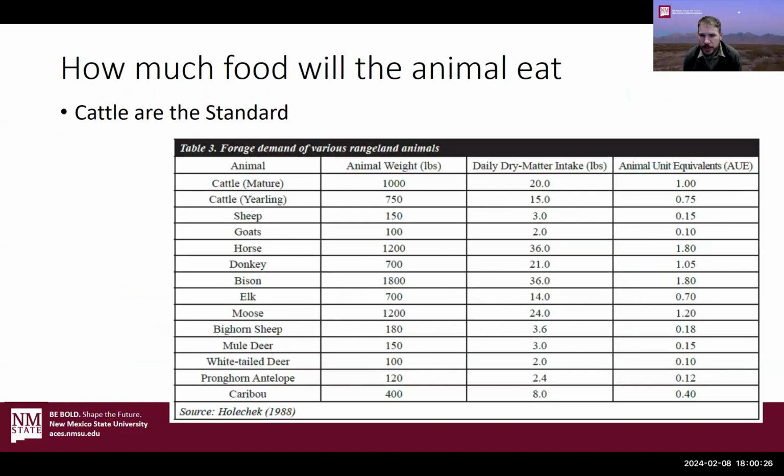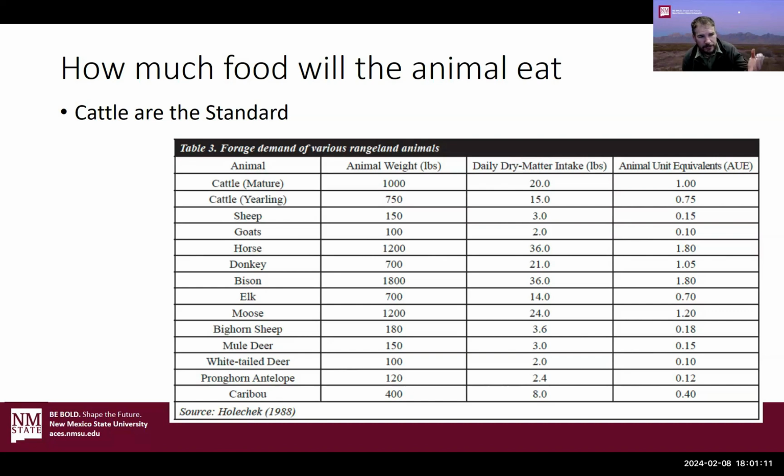So here's what I show the kids in my kids' school. This is how much animals eat. We do it on a dry matter intake in pounds per day. A mature cow eats 20 pounds per day of dry forage on rangelands. That can vary, going up to 30 pounds or as low as 10 pounds, depending on the situation of the animal, the environment, just what's going on around them and with them.